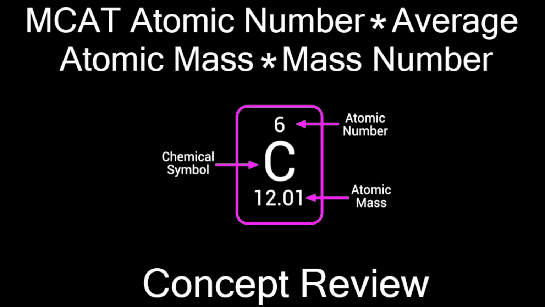In this video, we'll explore atomic number, average atomic mass, mass number, isotopes, percent abundance, and how to determine the number of protons and neutrons in an atom. This lesson emphasizes conceptual understanding and the relationships between these topics rather than just rote memorization. Let's get started.